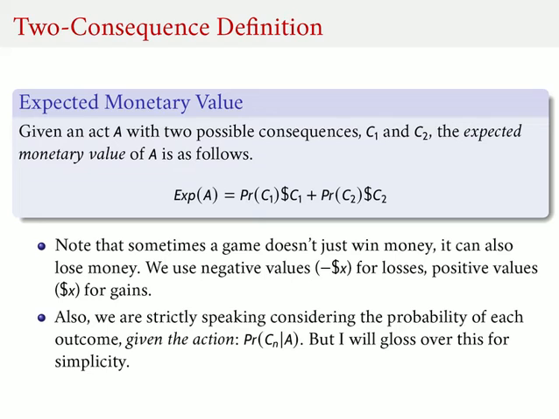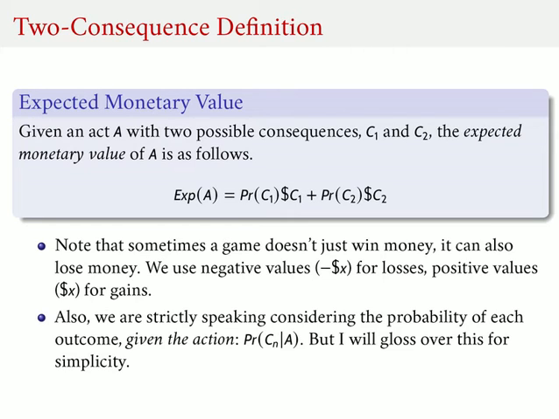So here's a couple things to note. Sometimes a game doesn't just win money. There can be outcomes of a game or a gamble in which you lose money or you don't gain anything at all, as we saw with the die game. So in those cases, we use negative values here for losses. So if the outcome C1, say you lost $5, here you'd put negative $5 as this value.